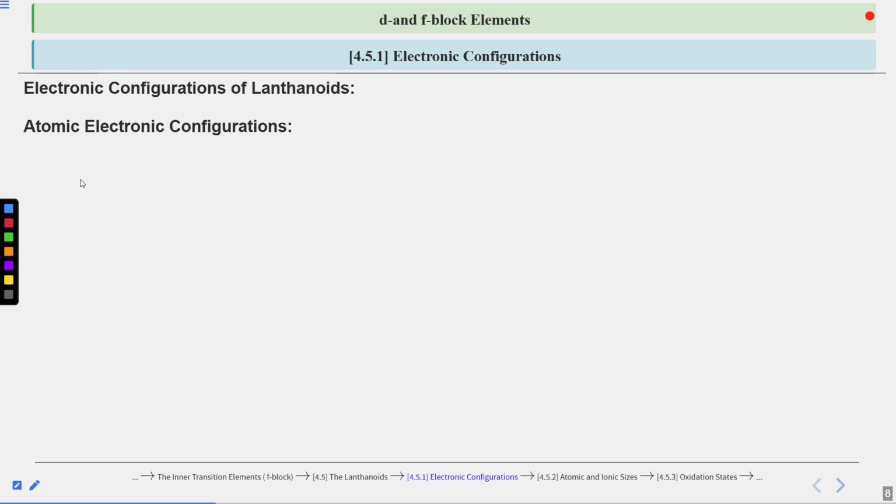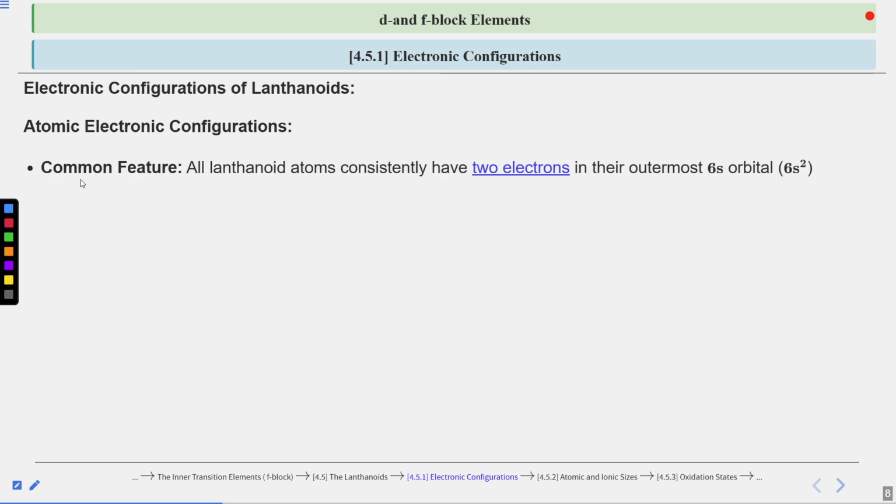Atomic electronic configurations. A common feature is that all the lanthanoid atoms consistently have 2 electrons in their outermost 6s orbital, that is 6s2. If you observe within the series of lanthanoids, every element has 6s2 in its electronic configuration. This stable 6s2 configuration is a defining characteristic across the series because it is present in all the lanthanoid atoms.